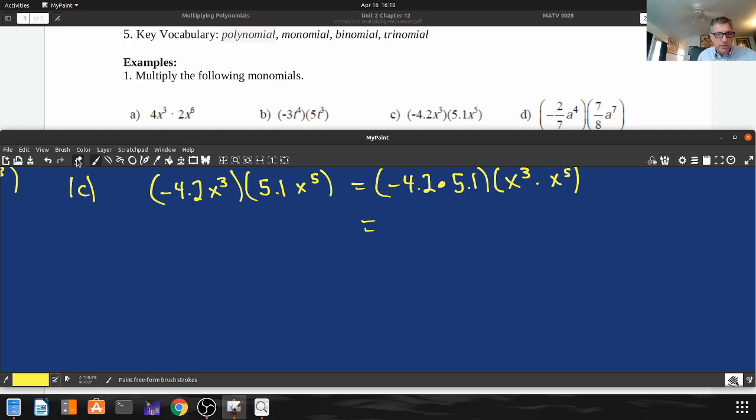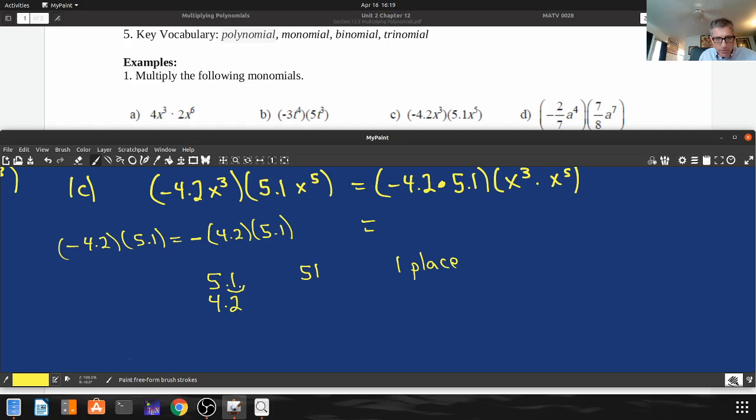So we want to do minus 4.2 times 5.1. Well, that's equal to minus 4.2 times 5.1. So we're going to do 5.1 times 4.2. And what do we do? We move the decimal place over. We look at 51, and I take note, I moved it one place on the top. And then I'm going to move this over one place and do 42. So I move that over one place.